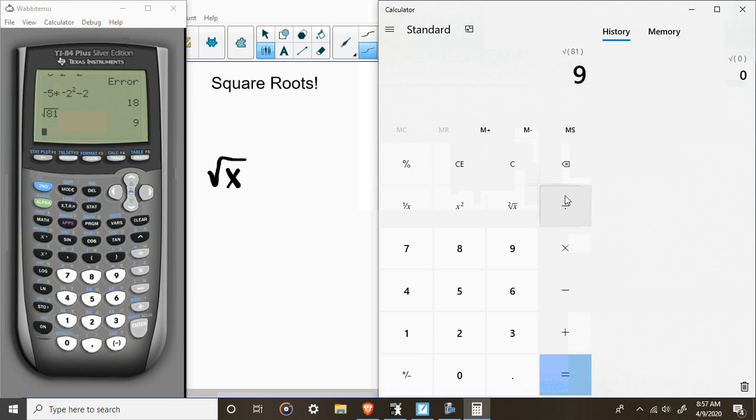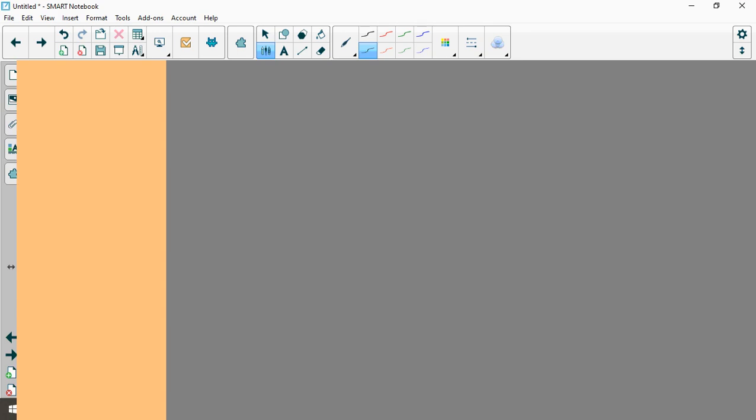Some calculators you need to put in second. I know a lot of you guys who are using your iPhone calculators, it will look something like this. If you use a regular calculator you have at home, square root, put in the number, press enter. All right. So that being said, what is a square root?